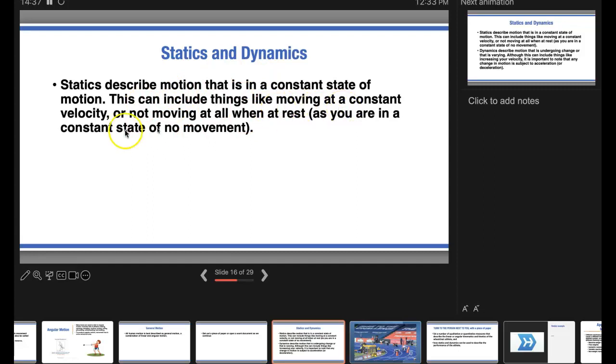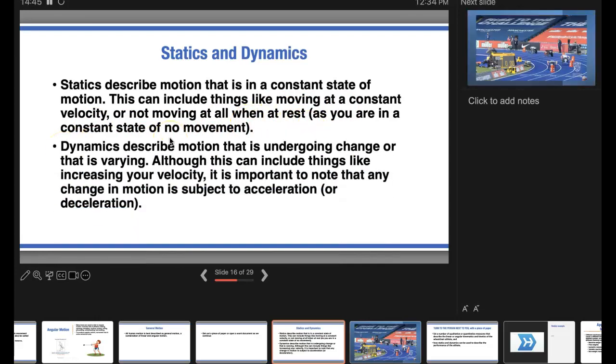This can include things as constant velocity when you are not moving at all or at rest, or it can be a constant state as you are in a no movement thing. Dynamic would be a motion that is undergoing change or varying. So this could be things like increasing your velocity. Some would call that acceleration. So when you start running, you're going to go faster. That would be a dynamic change. Static would be a constant speed. How fast somebody runs, how fast the ball moves. Those are all part of static or dynamic motion.